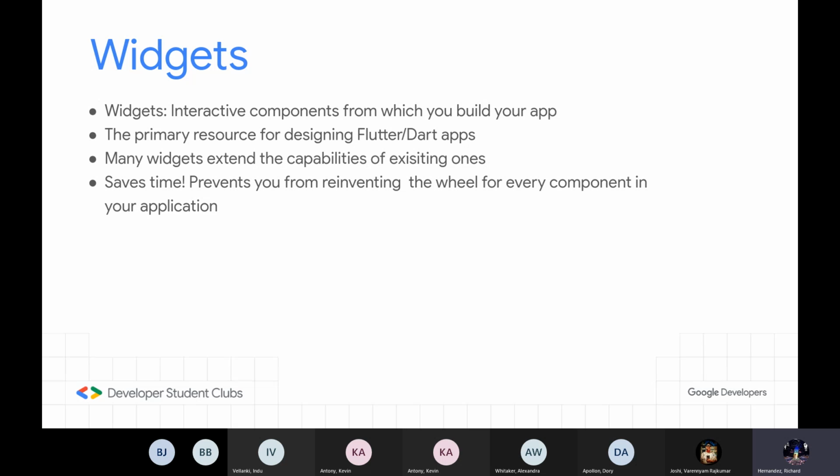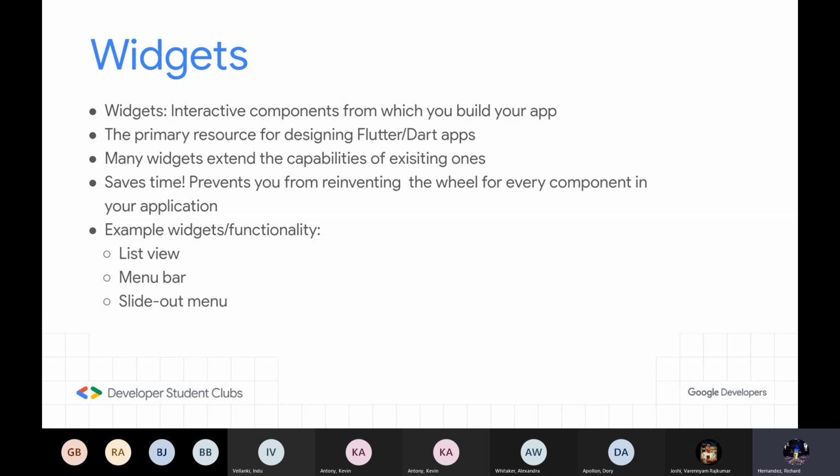And again, all of this is to save time. We don't want to reinvent the wheel for everything in our app. We just want to get the basic system in place, and then we want to make it do what we need it to do. Some examples that we're going to see today: it can do a list view. There's widgets for a menu bar, a slide out menu, and interactive icons.